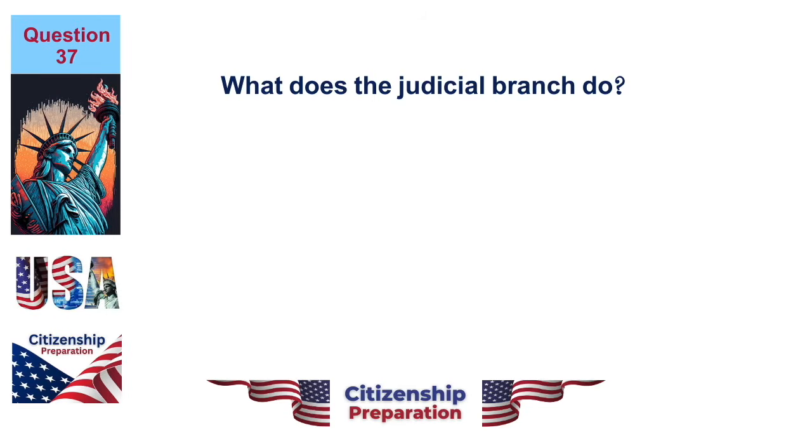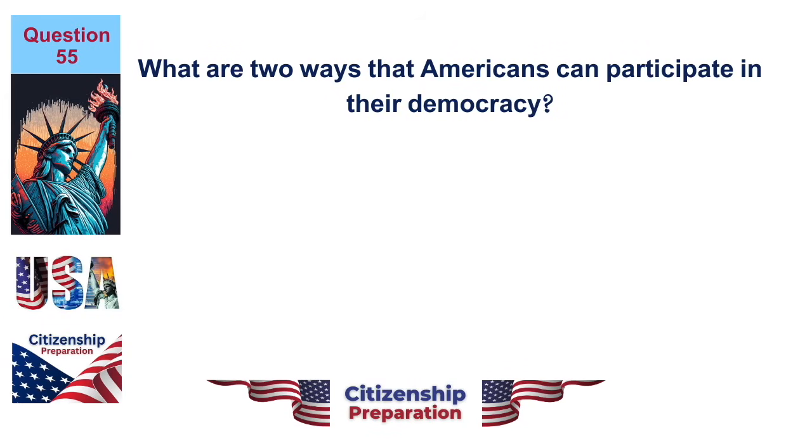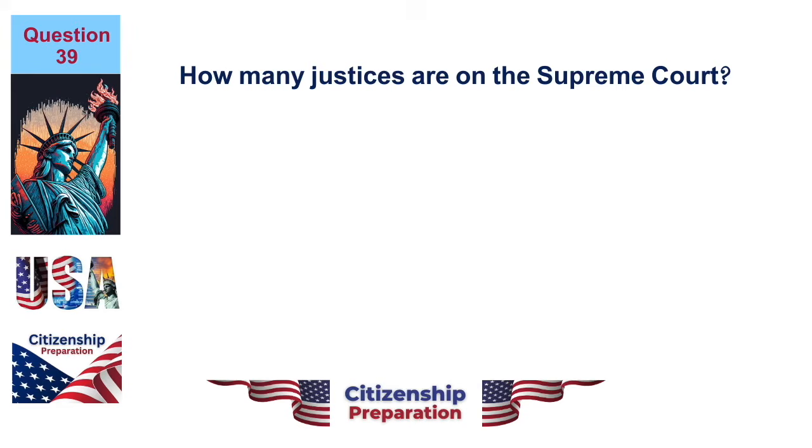What does the judicial branch do? Reviews laws. What are 2 ways that Americans can participate in their democracy? Vote. Join a political party. How many justices are on the Supreme Court? 9.